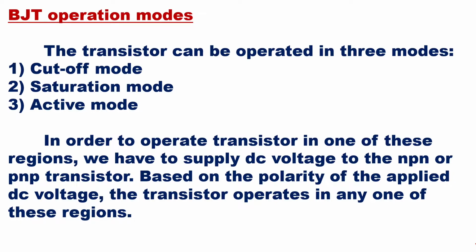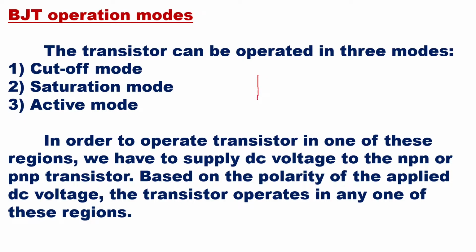So here in the second paragraph, you can see in order to operate a transistor in one of these regions, we have to supply DC voltage to the NPN or PNP transistor based on the polarity of the applied DC voltage. A transistor operates in any one of these regions. Here it is important that we remember the structure of BJT.